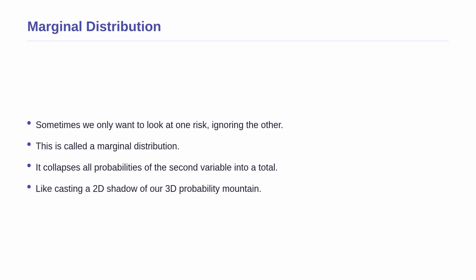This joint formula we just saw leads us to an important question. What if we only care about one of the risks? Sometimes, even when two risks are connected, we only want to look at one while ignoring the other. This is called a marginal distribution. It simply means looking at the total probability of one variable by adding up all the possibilities of the other. Imagine taking our 3D mountain and shining a light from the side to cast a shadow on the wall. That shadow is the marginal distribution.